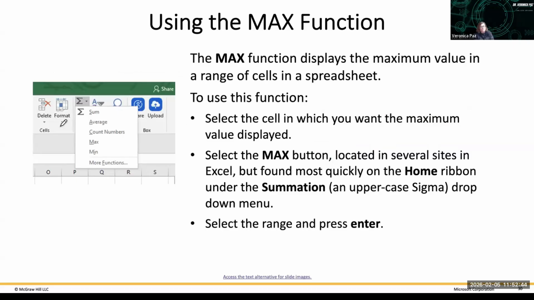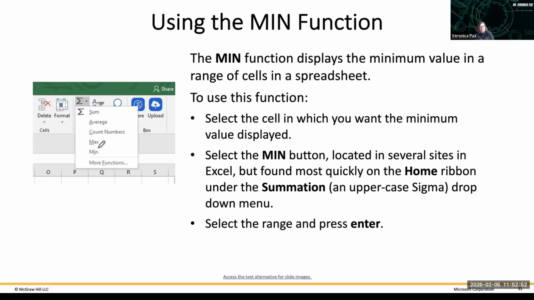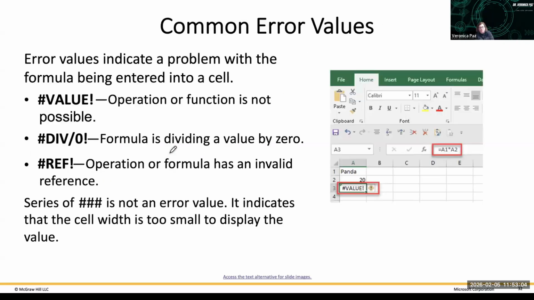The max function we know was here under our summation, and we had talked about that. We can get the maximum number in a set of numbers, and then the min is right behind it. That's part of descriptive statistics, and it gives us the ability to see what our maximum value is, what our minimum value is, to see the range, and to see how many items are in the cells too.